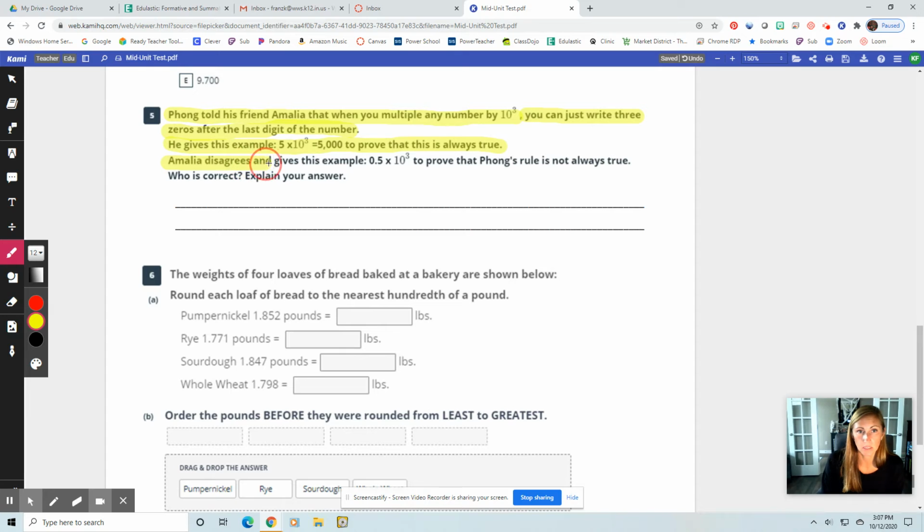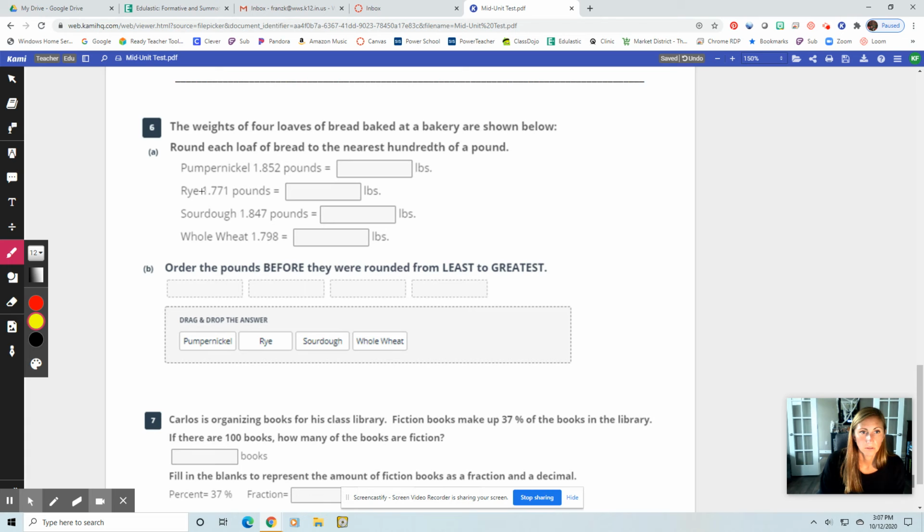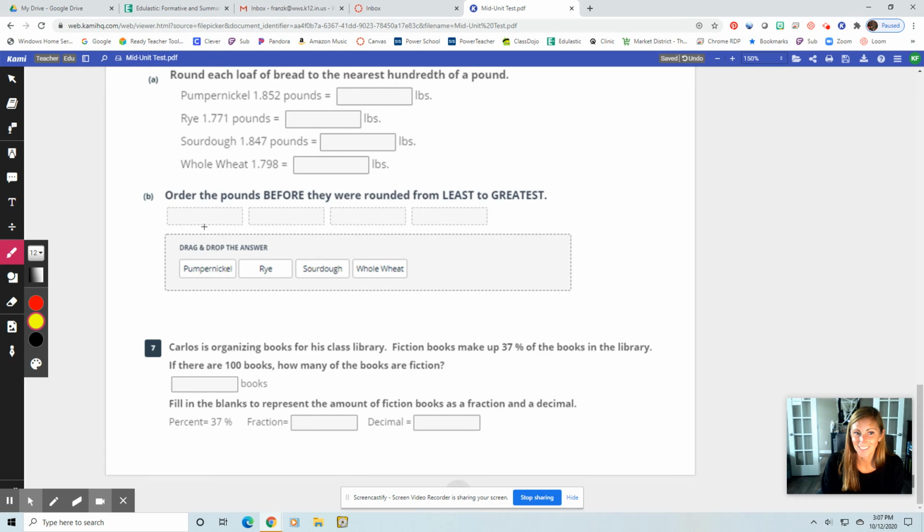Amelia disagrees and gives this example. 5/10 times 10 to the third power. Didn't tell us the answer there. So this is Amelia's example to prove that Fong's rule is not always true. So you have 2 parts to type in Edulastic. Who is correct? And explain your answers. How do you know? Why did you choose who's correct or who's wrong? Go ahead and type that in, and then you can move on to number 6. Last 2 coming up.